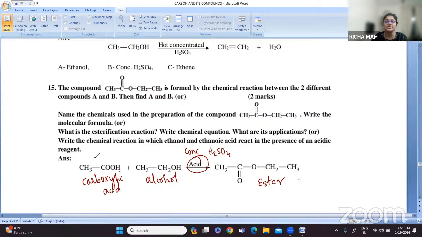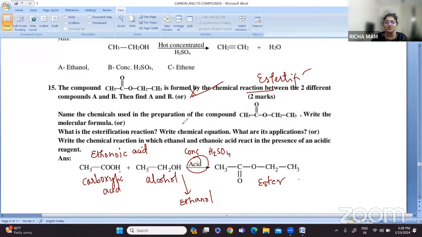So what is this? This is ethanoic acid. So what are A and B? A is ethanoic acid and B is ethanol. So the first equation is clear. That is, what are A and B? And what type of reaction is going on? It is undergoing an esterification reaction. Okay, so this is clear.